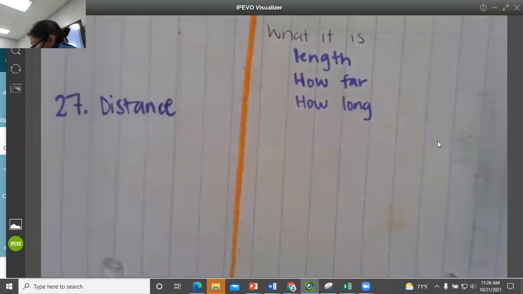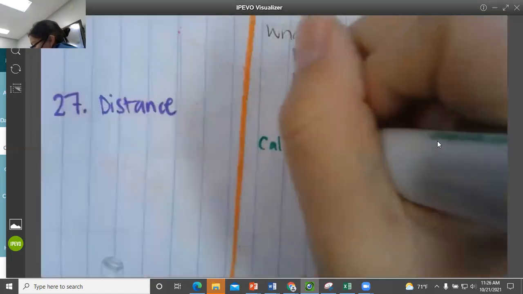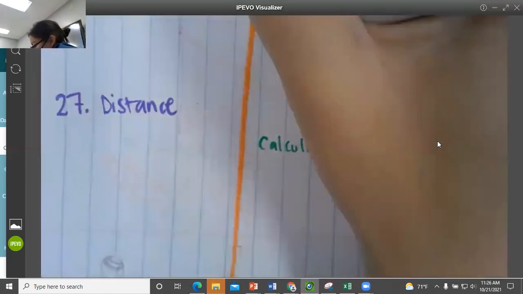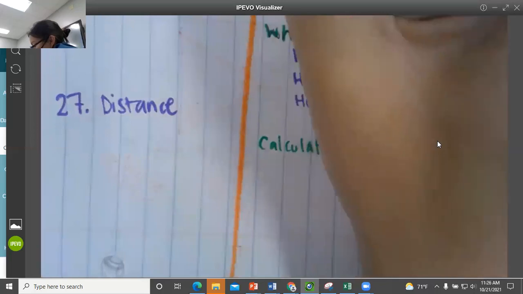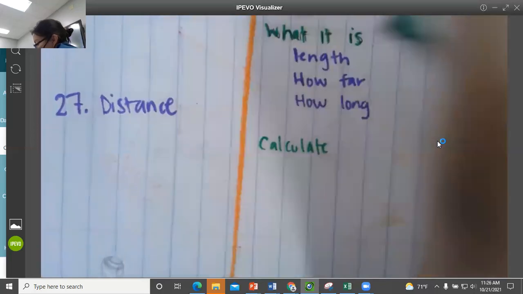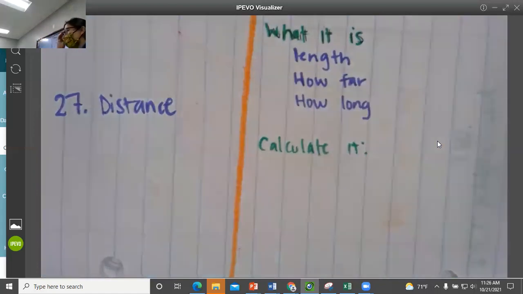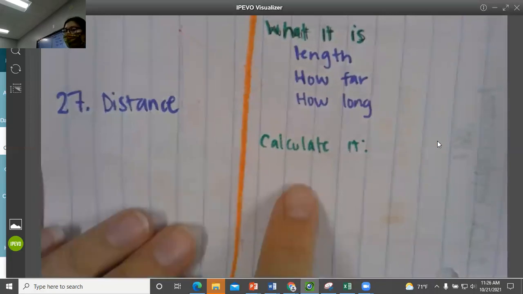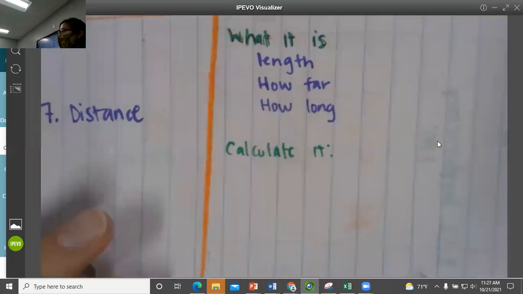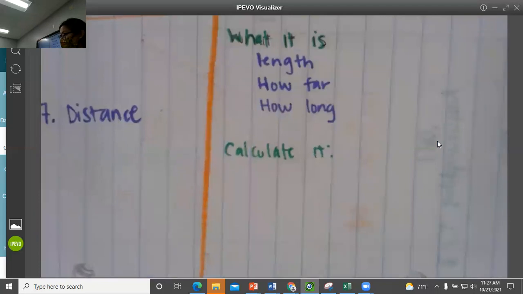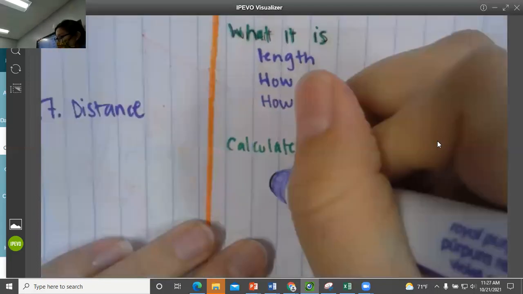All right, and this is how to calculate it. So it's two things you have to do for this unit. You have to know what it is and then how to calculate it. Two things you have to know for this unit, like what it is, can you be able to use it, and then to calculate the actual distance. So for distance, we have a formula. This is the distance formula.